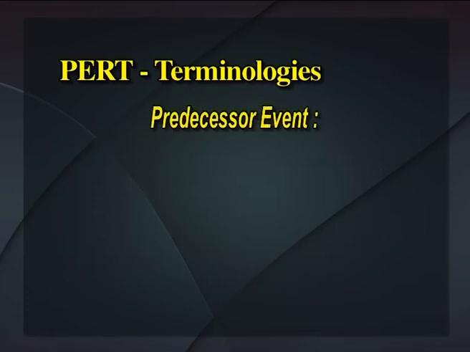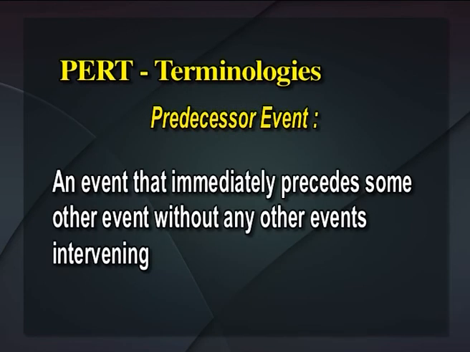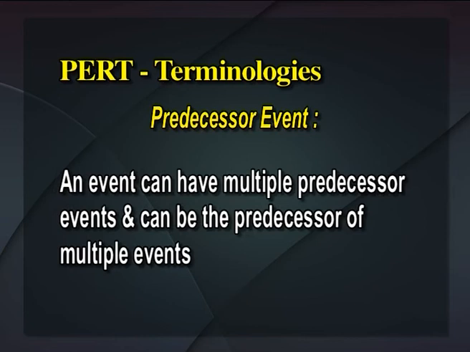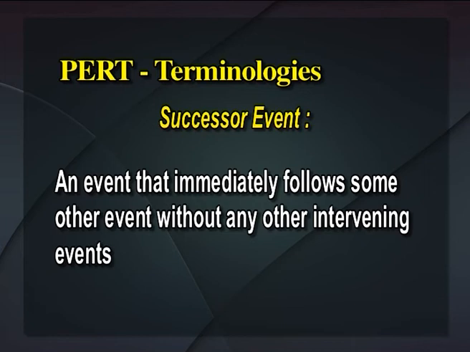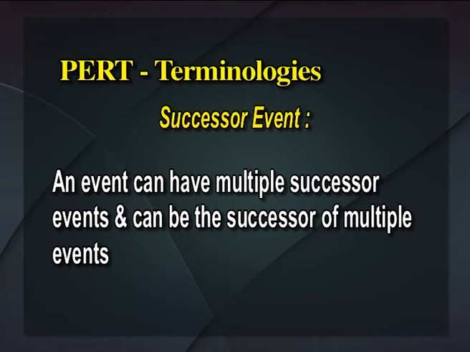Predecessor event. An event that immediately precedes some other event without any other events intervening. An event can have multiple predecessor events and can be the predecessor of multiple events. Successor event. An event that immediately follows some other event without any other intervening events. An event can have multiple successor events and can be the successor of multiple events.